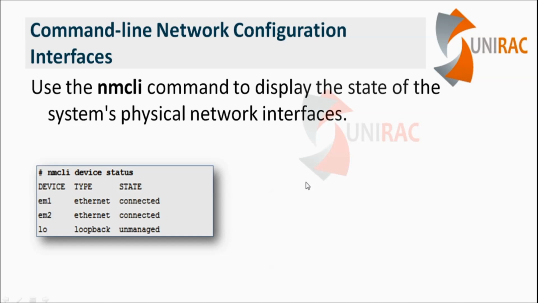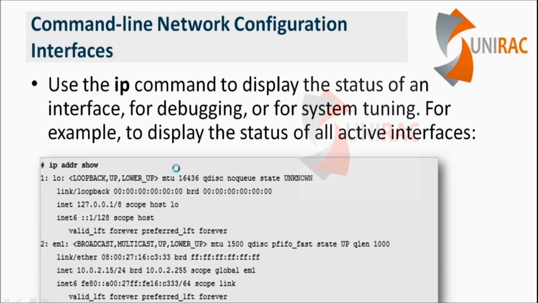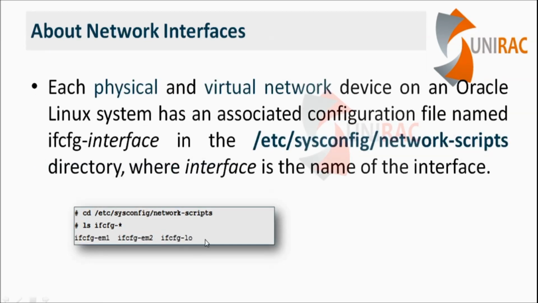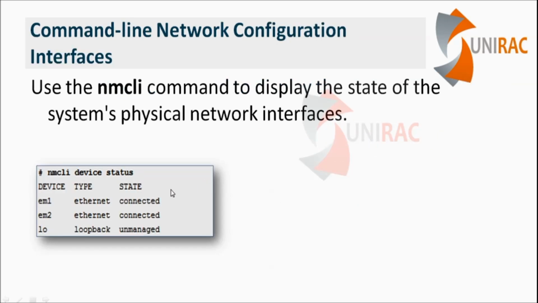We have a command called nmcli. This command will display the state of your physical network interfaces. How many interfaces do we have? Three, right? In the previous window, we can see there are three interfaces. For these three interfaces, we can find out the status, whether connected or unmanaged, the type of network interface and the device name. The nmcli command will help you find out your devices.